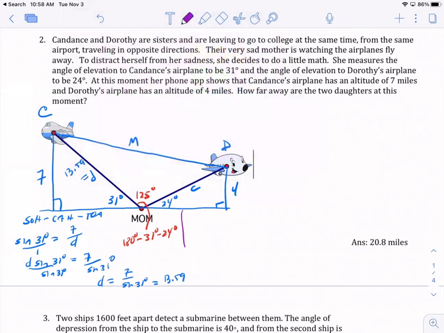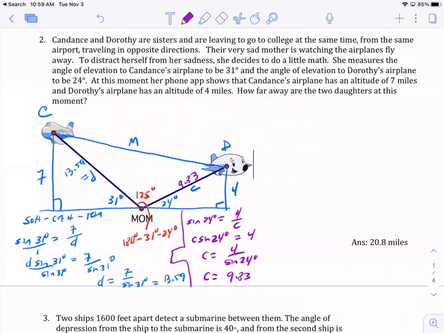Then do the same thing for the other side. Sine 24 equals 4 over c. Right? So c sine 24 equals 4. So c equals 4 over sine 24. And you said c was 9.8. Yeah. Great. And then you can do m squared.